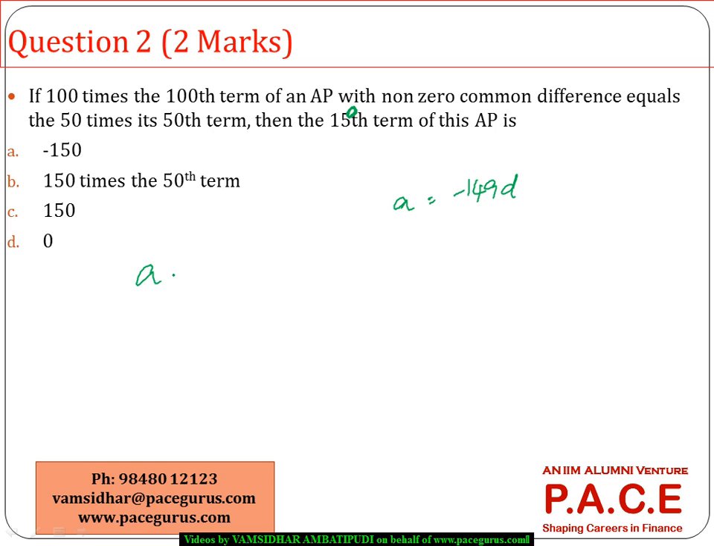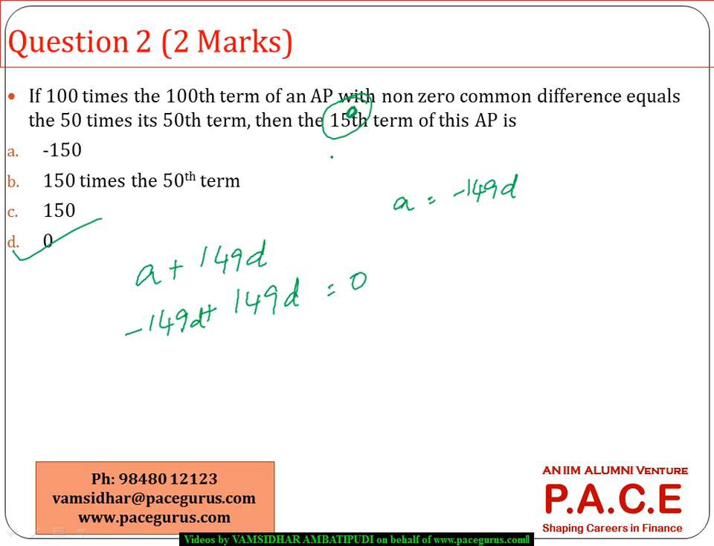So if I am talking about the 150th term, it is nothing but A plus 149D, which is nothing but minus 149D plus 149D, taking it to 0. So marking D as the option choice. So a couple of small things, probably you can correct this question as then the 150th term of this AP is not the 15th term. So there was a typo mistake when we are discussing on this. So please be careful on that aspect.